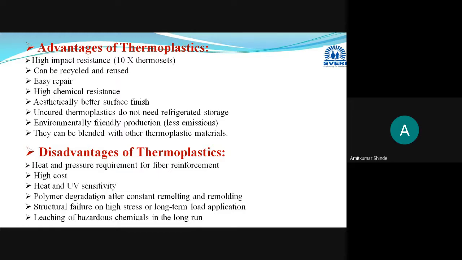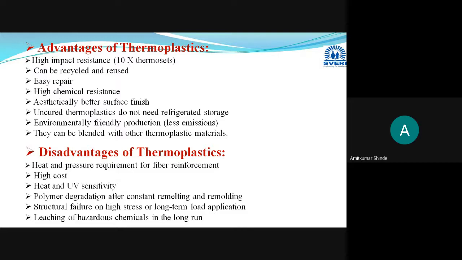Okay, and after that the leaching of hazardous chemicals in the long run may occur. This will come in the disadvantages points. Leaching of some hazardous chemicals in the long run.